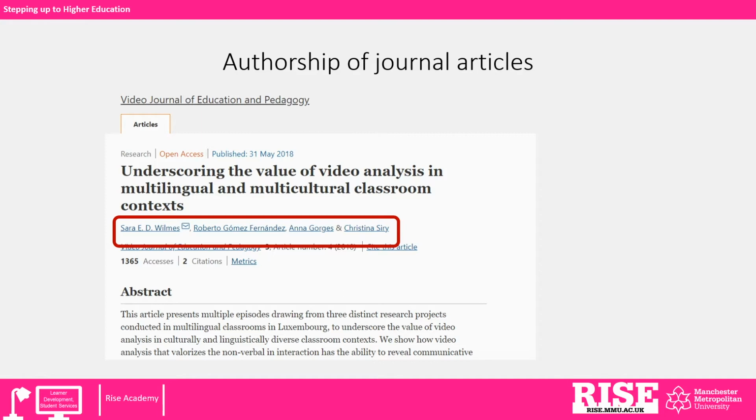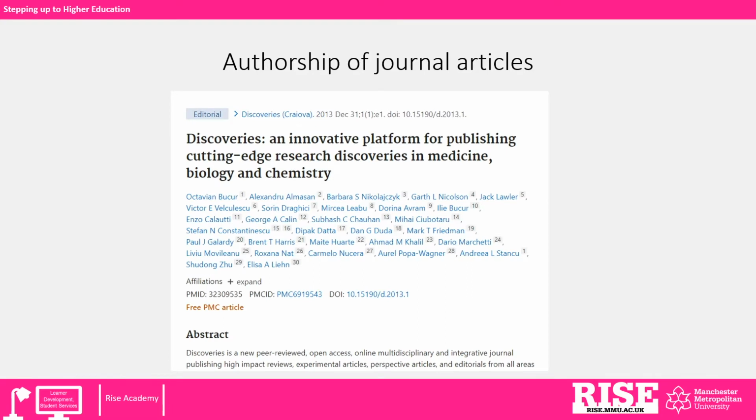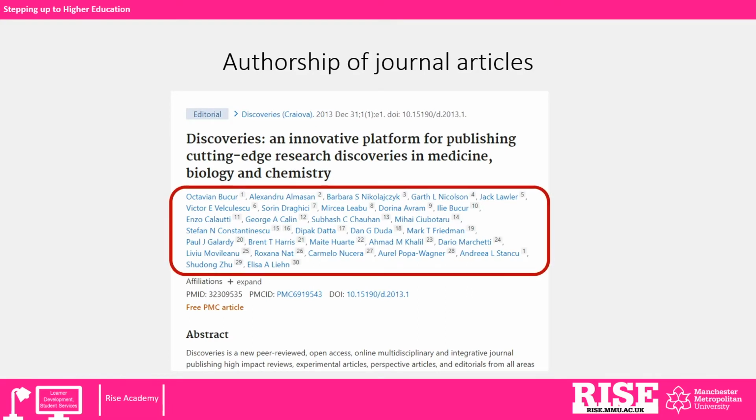Sometimes you will see a journal that's got a very high number of authors. The number can sometimes, but not often, be in the hundreds. Here's an example of an article with 30 authors.